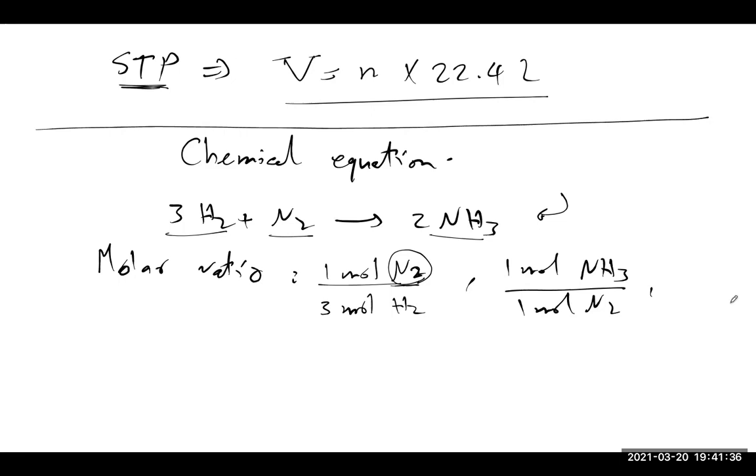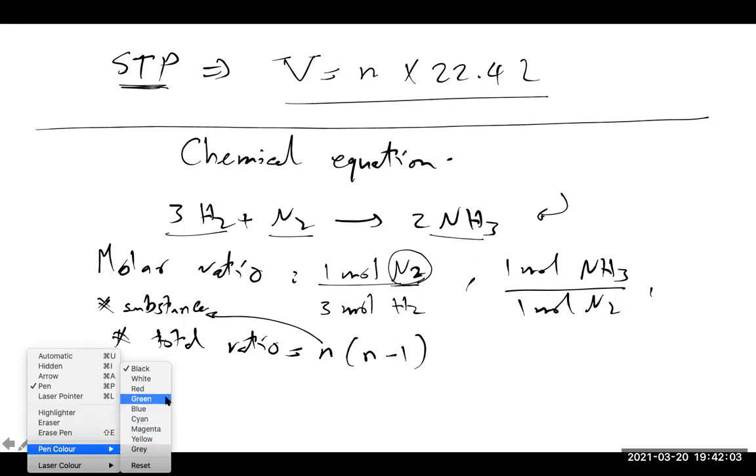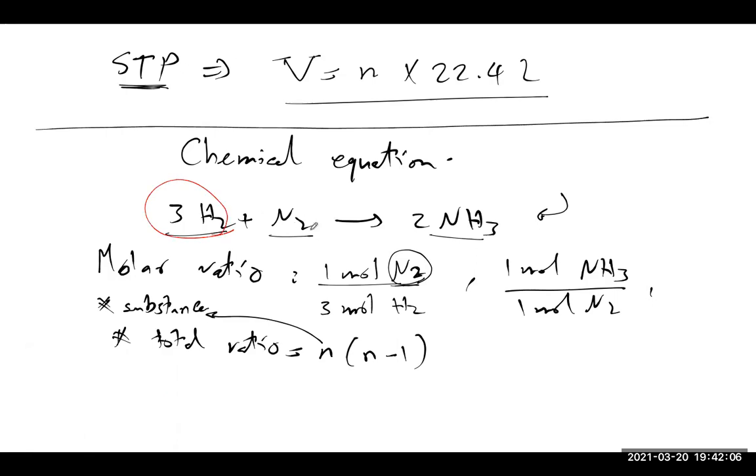So we can write different ratios. The total number of ratios that can be written from an equation is equal to N times N minus 1. What is N? N is not a number of moles, no. N here represents the number of substances inside your equation. If we look at this equation, we have 1, 2, 3, so 3 substances. So I will substitute 3 for N, so it will be 3 times 3 minus 1, which is 3 times 2, so 6. So we can write 6 ratios from this equation.